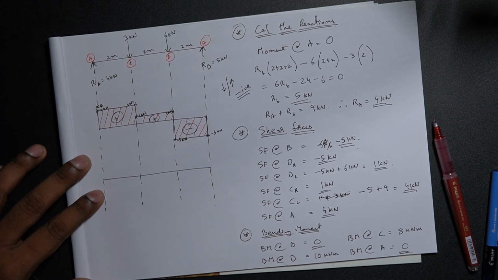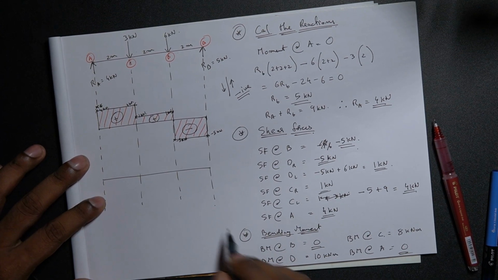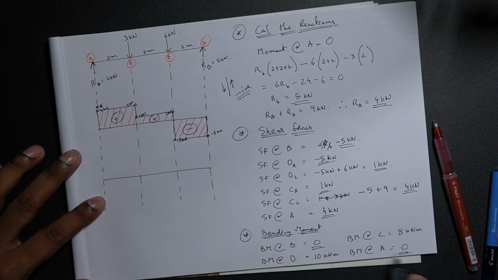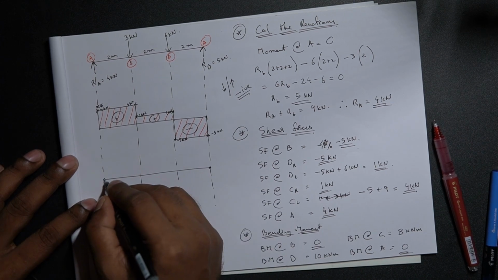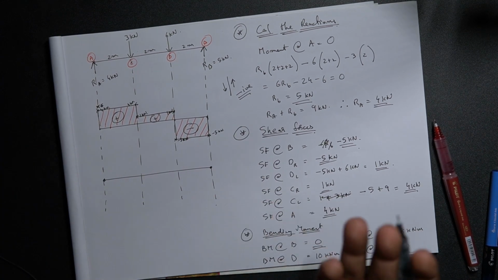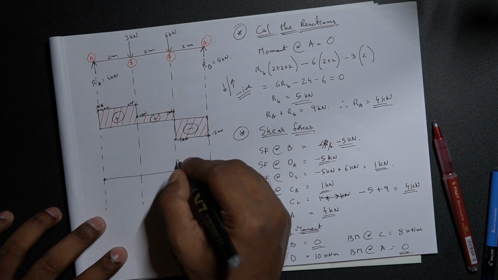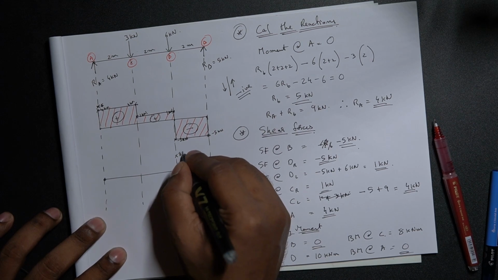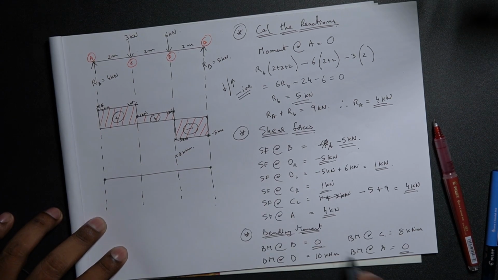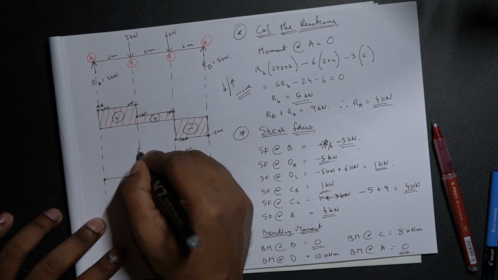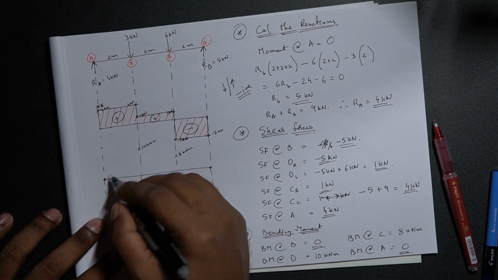Similarly, for the bending moment diagram, let's just quickly put that here. The bending moment at point B and point A is 0, so you need not consider point B and point A in the diagrammatic representation. So bending moment at C, it's 8 kilonewton meters positive somewhere. Let's just put over here 8 kilonewton meter, and 10 kilonewton meter positive. Let's put that 10 kilonewton meter.